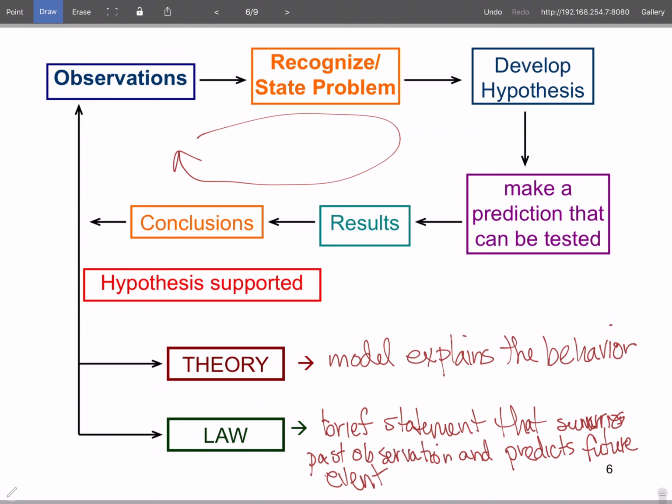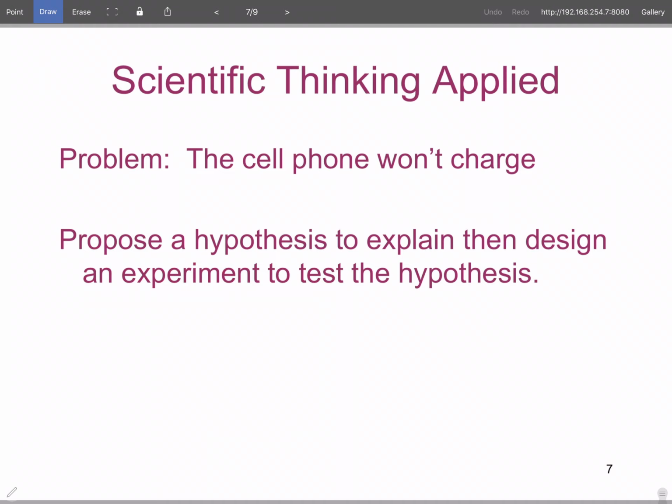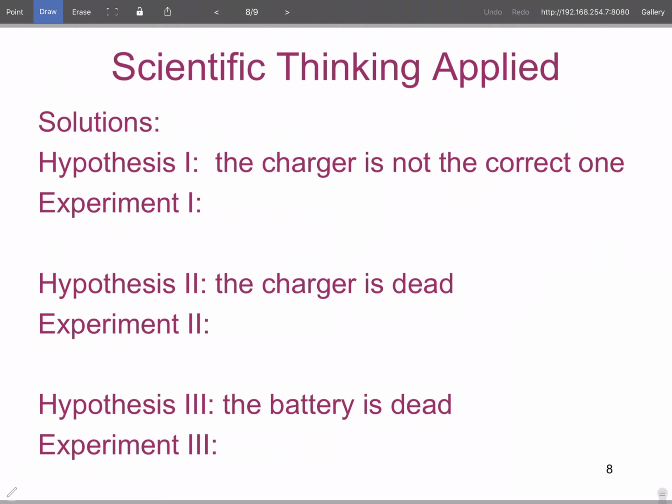Again, making stuff up there, etc. So let's work on a couple things that are actually using the scientific method in a way that we can wrap our brains around. So if we have a problem, our cell phone won't charge. Propose a hypothesis to explain, and then design an experiment. Okay, so a hypothesis is a thought process, is what's going on, and then your experiment is what you're doing.